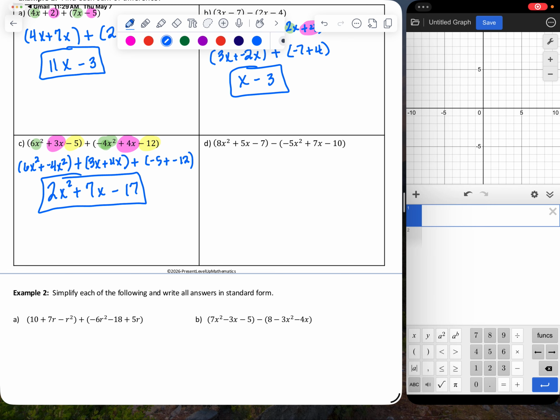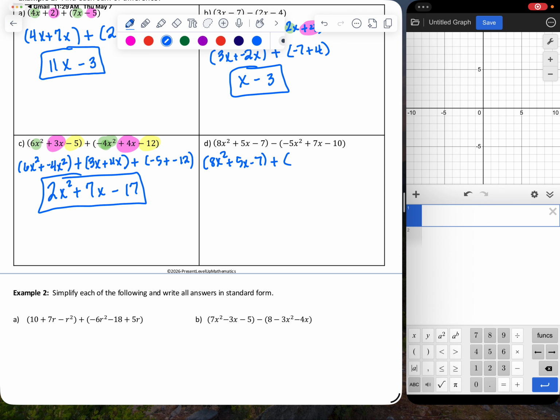All right, problem D. 8x squared plus 5x minus 7 minus negative 5x squared plus 7x minus 10. So this is a subtraction problem. So before we start it, we need to rewrite it. Don't do anything to the first polynomial, okay? Just write it down. Now change the minus to a plus, and then take the opposite of every term.